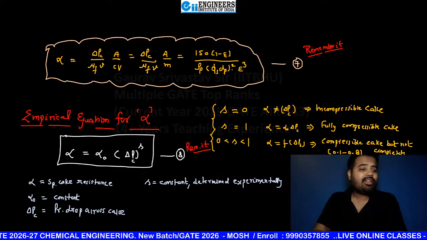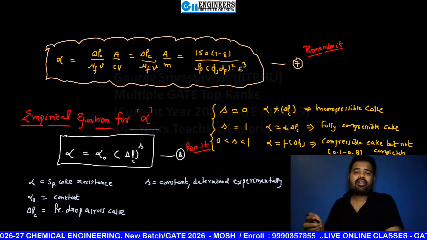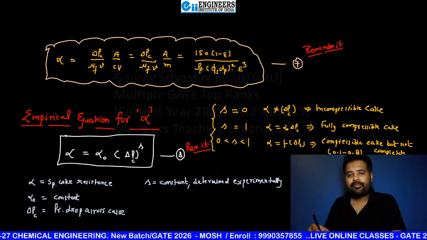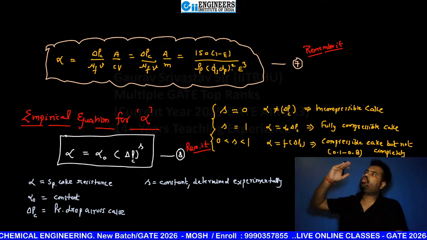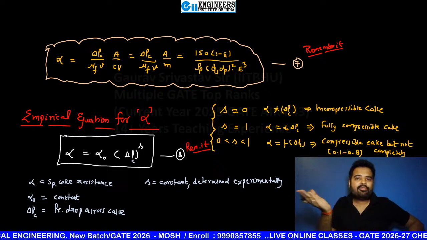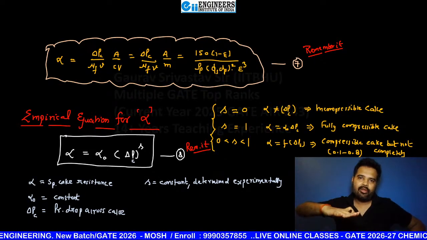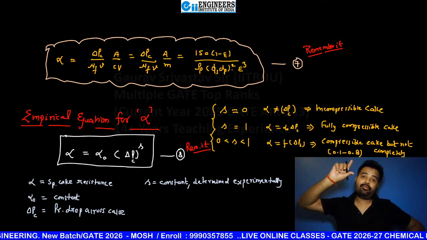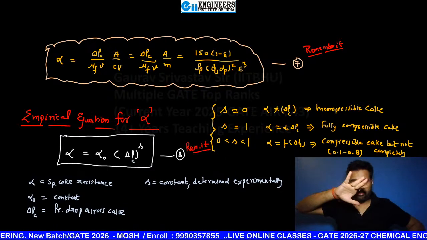Okay. What is the meaning of compressible in nature? It means that if more solid is going to deposit and the cake thickness increases with respect to time, then the bottom solid is going to be compressed by the weight of the solid particles above it.